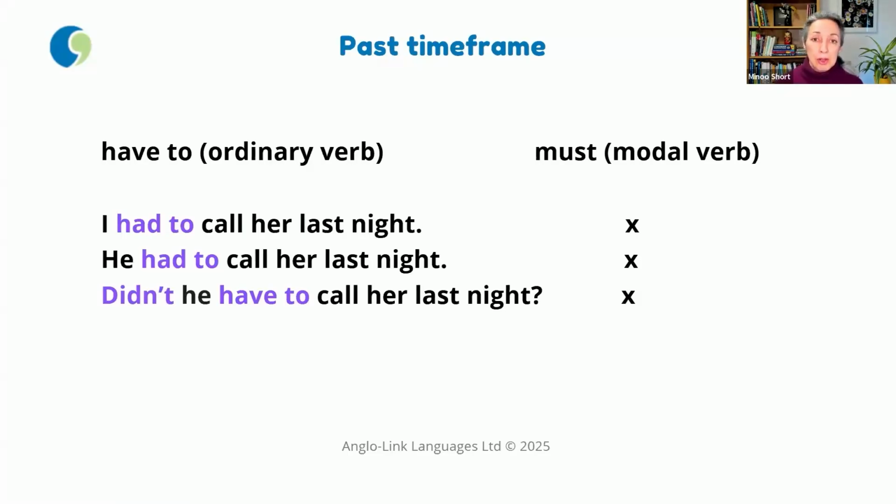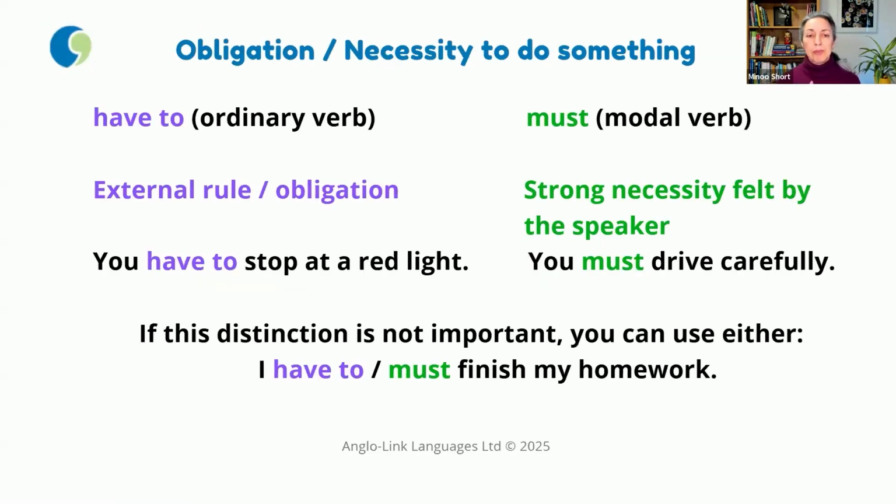Let's have a look at concept. So the most important concept or function of these two verbs is to express an obligation or a necessity to do something. Now, have to is more common when we express an external rule or obligation, whereas must is more common when we express a strong necessity felt by the speaker.